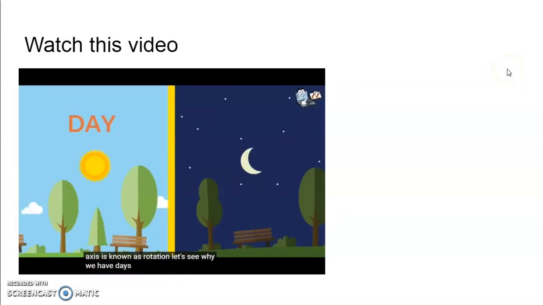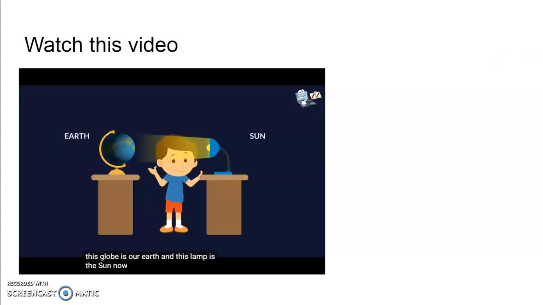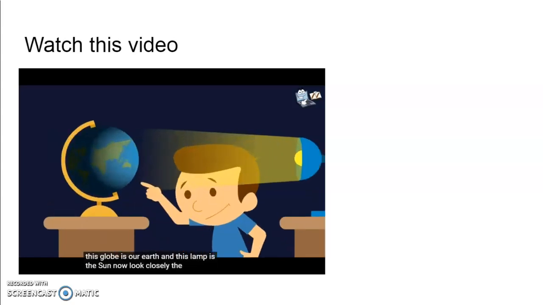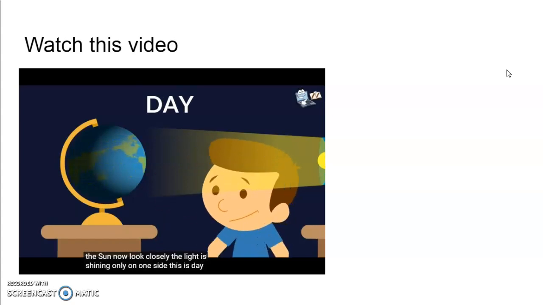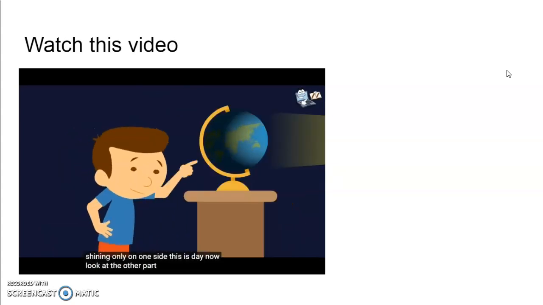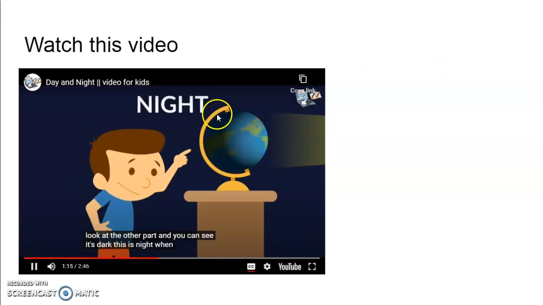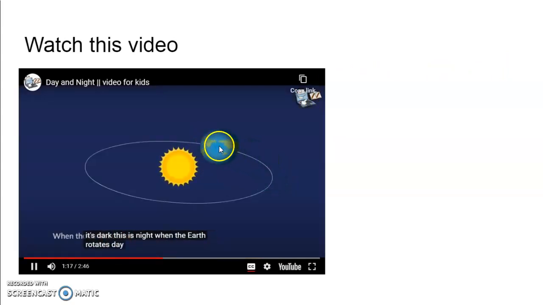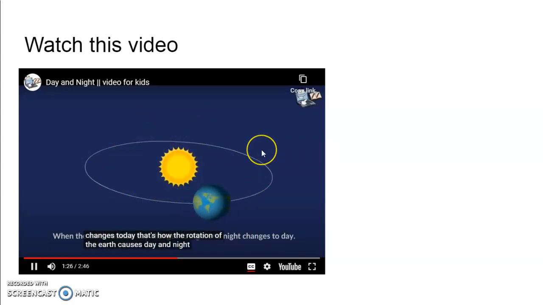Let's see why we have days and nights. Let's assume this globe is our Earth and this lamp is the sun. Now, look closely. You are going to the do this light is activity. shining only on one side. This is day. Now look at the other part and you can see it's dark. This is night. Here. When the Earth rotates, day changes to night and night changes to day. That's how the rotation of the Earth causes day and night.